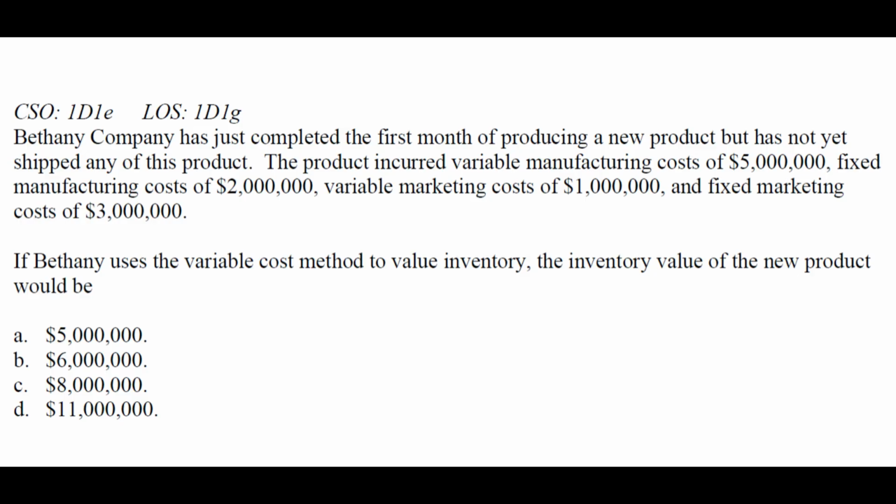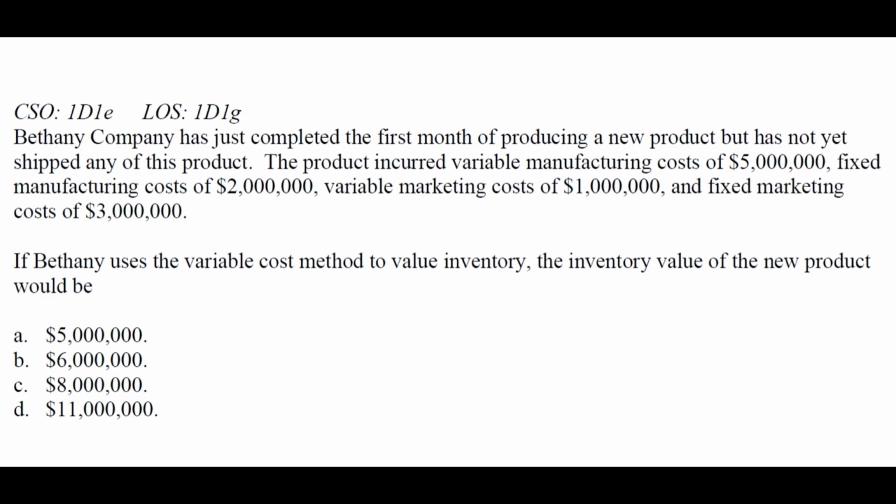A. $5 million. Correct. This represents the total inventoriable cost under variable costing. B. $6 million. Incorrect. This improperly includes part of the marketing or fixed manufacturing costs. C. $8 million. Incorrect. This includes non-inventoriable costs. D. $11 million. Incorrect. This includes all manufacturing and marketing costs, which is inconsistent with variable costing.